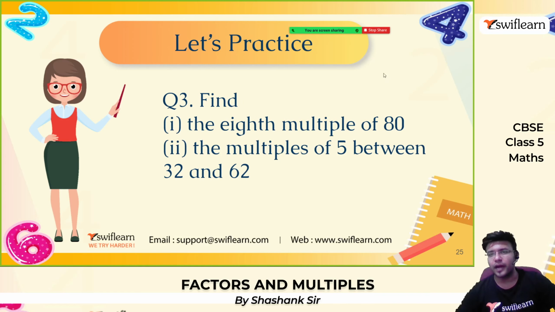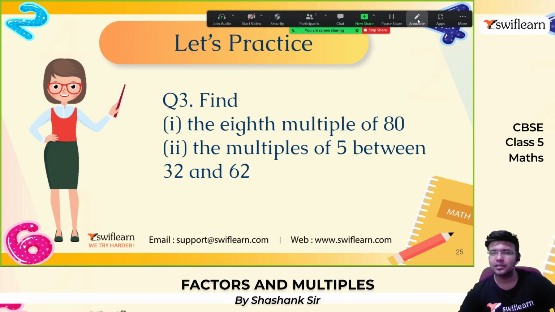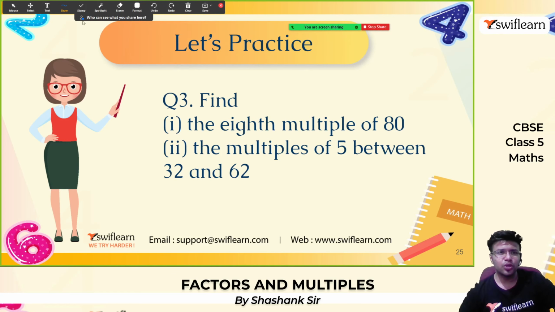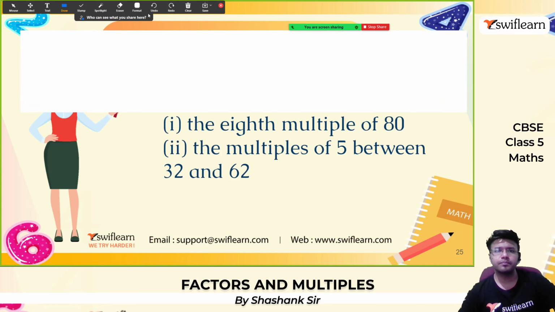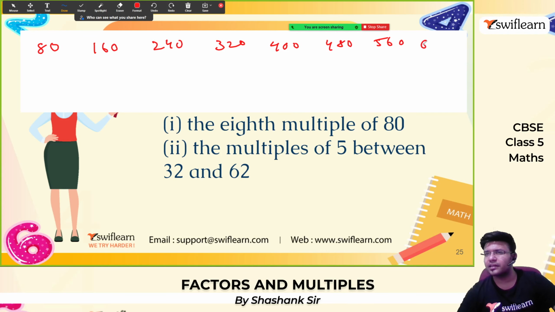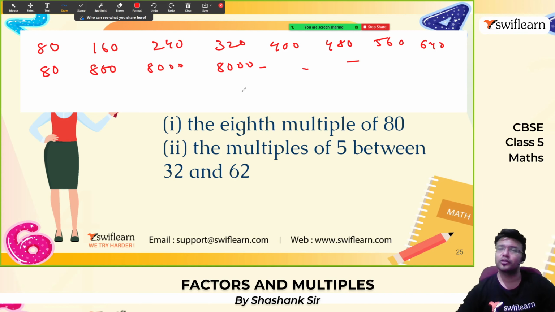So those are factors. Find 8 multiples of 80. Very easy. Okay, so you know the tables of 8. Keep on writing them. 8 ones are 80, 8 twos are 160, 8 threes are 240, 8 fours are 320, 8 fives are 400, 8 sixes are 480, 8 sevens are 560, 8 eights are 640. These are 8 multiples of 80. You can write like this also: 80, 800, 8000, 80,000 and so on. Those are also multiples of this.